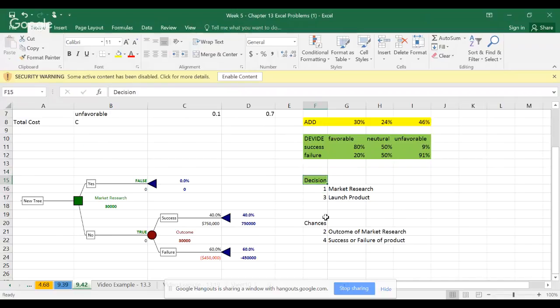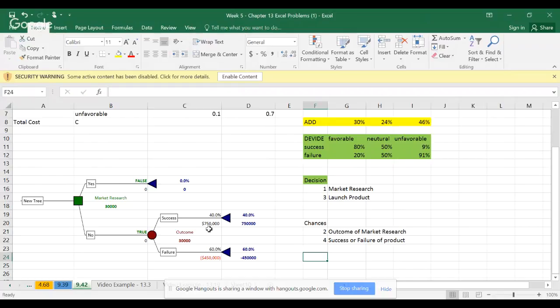If you don't do the market research, if that is a no, then you just don't have the outcomes of the market research. So your first decision would be market research, yes or no. Your next decision would be launch the product, yes or no. And then the outcome, if you didn't launch the product, then you're just done. And if you did launch the product, you would have success or failure. Does that make sense?